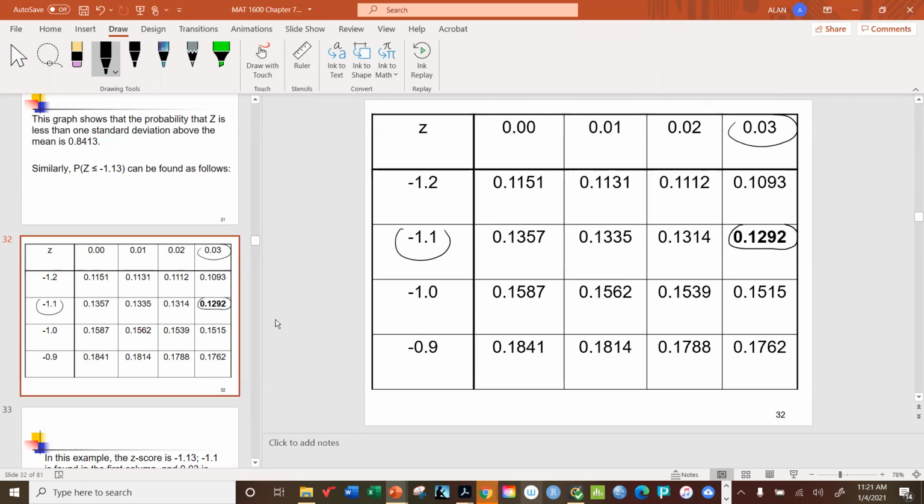So if you did this on an exam, that means you really bombed it. If your score is 1.13 standard deviations below the mean, that means you had a really tough time.